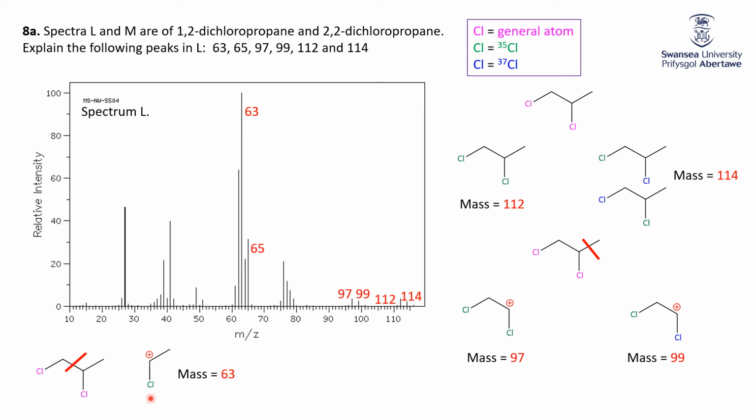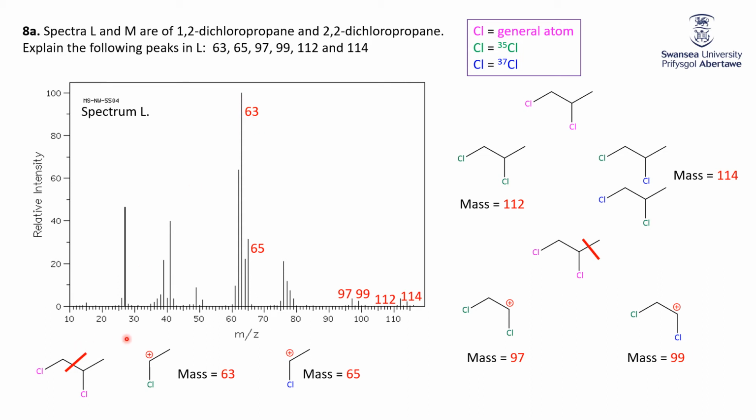That's a mass of 63 when it's chlorine 35, and a mass of 65 when it's chlorine 37. And here again, there's only one possibility for the chlorine. It's there, right? So it's either 35 or 37. So here we see a 1-to-3 ratio for the chlorine 37 associated peak and the chlorine 35 associated peak.